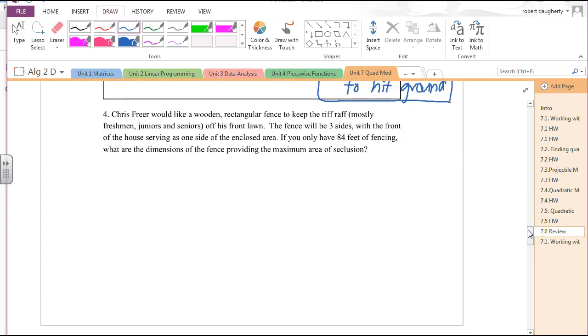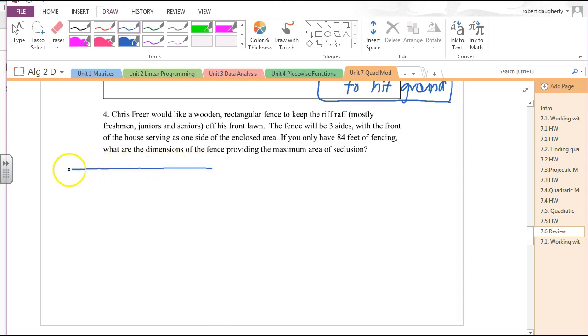This looks like another quadratic modeling. This is a fencing problem. Chris Freer would like a wooden rectangular fence to keep the riffraff, mostly freshmen, juniors, and seniors, off of his front lawn. The fence will be 3 sides, with the front of the house serving as one side of the enclosed area. If you only have 84 feet of fencing, what are the dimensions of the fence that provide the maximum area of seclusion?